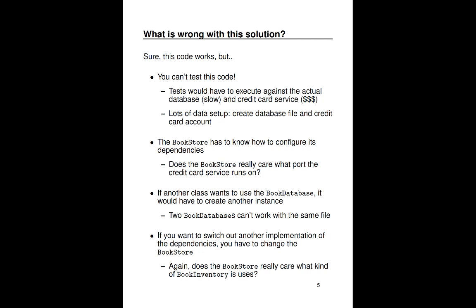Additionally, if other code wants to use the book database, we'd have to create another instance of it, or you'd have to have some code that maintains a global instance of it, because two book databases can't work on the same file. And if we want to change to another implementation of the dependencies, let's say there's a different credit card processor that you want to use or a different kind of book inventory database, you have to change the bookstore object itself. And this doesn't seem decoupled, this doesn't seem clean. Again, it really begs the question, does the bookstore really need to care what kind of book inventory it uses?